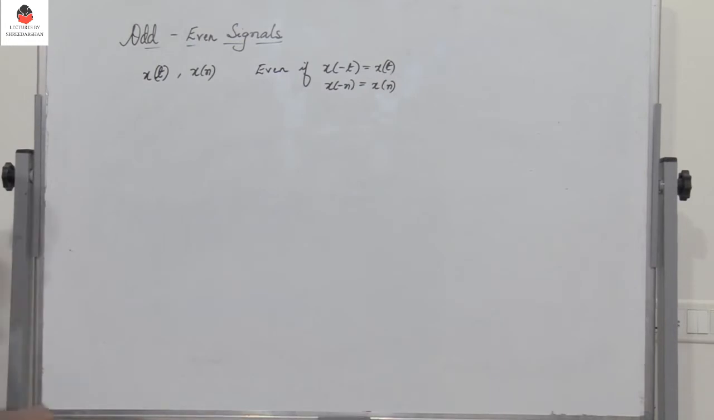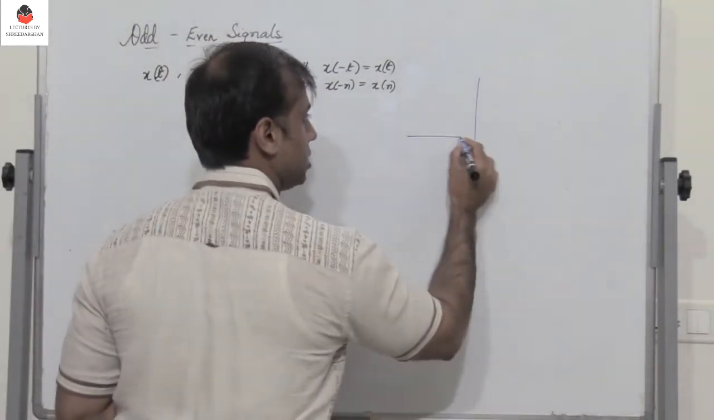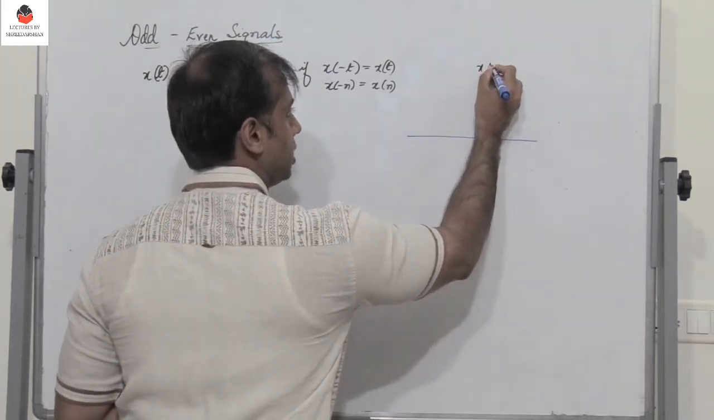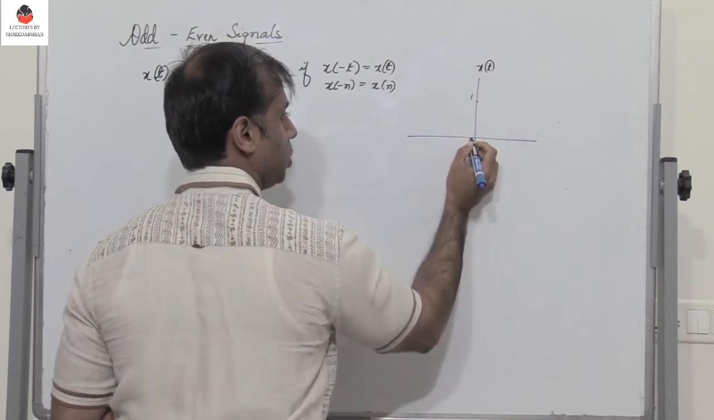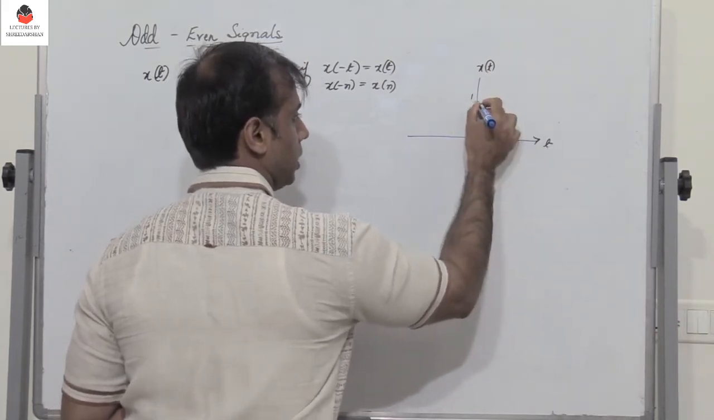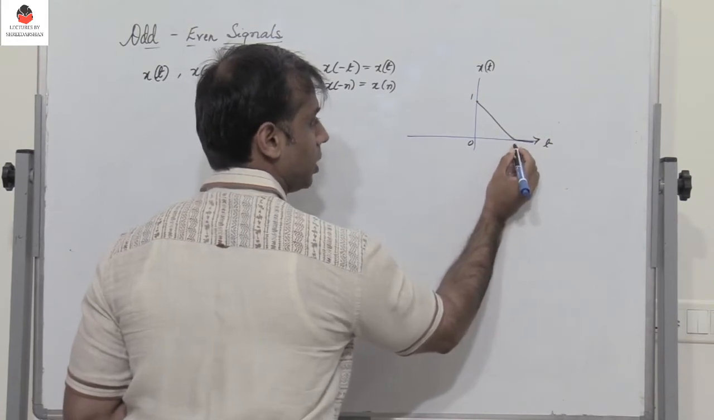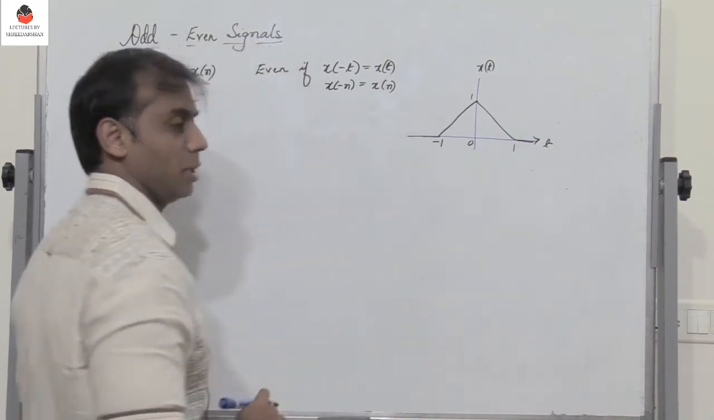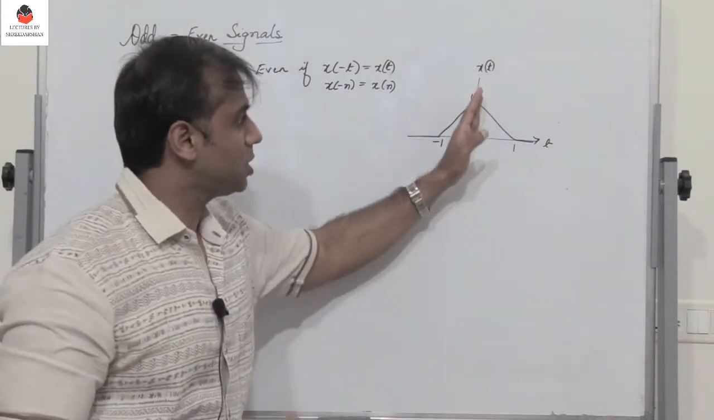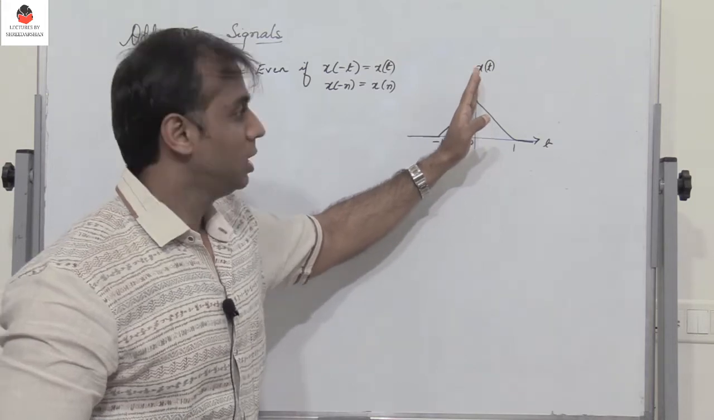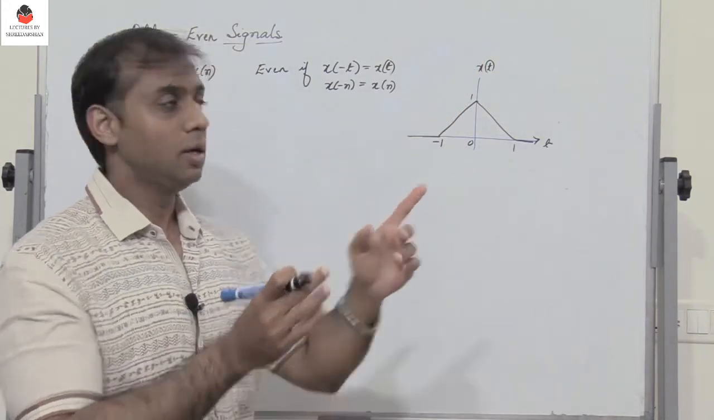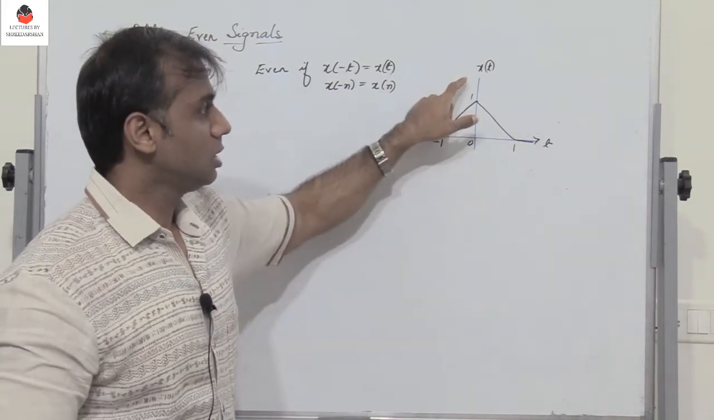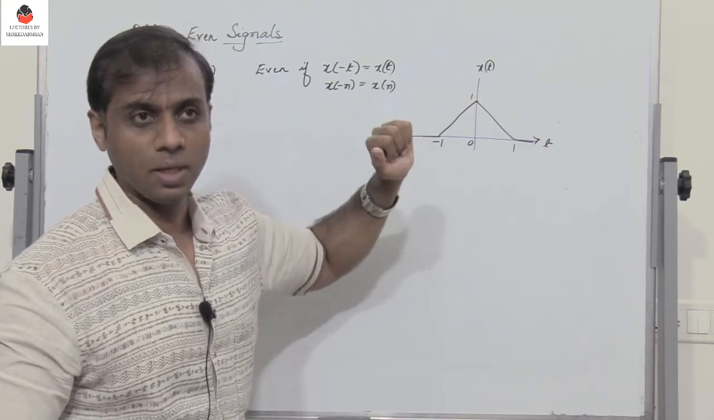Let's take an example. If I consider a given signal where the signal x of t has an amplitude 1 at t equal to 0, and the value becomes 0 at t equals 1, and similarly 0 at t equals minus 1. We find that the given signal is absolutely symmetric about the vertical axis. That means I can fold the given signal along the vertical axis and it would coincide. In such a case, the given signal is said to be an even signal.